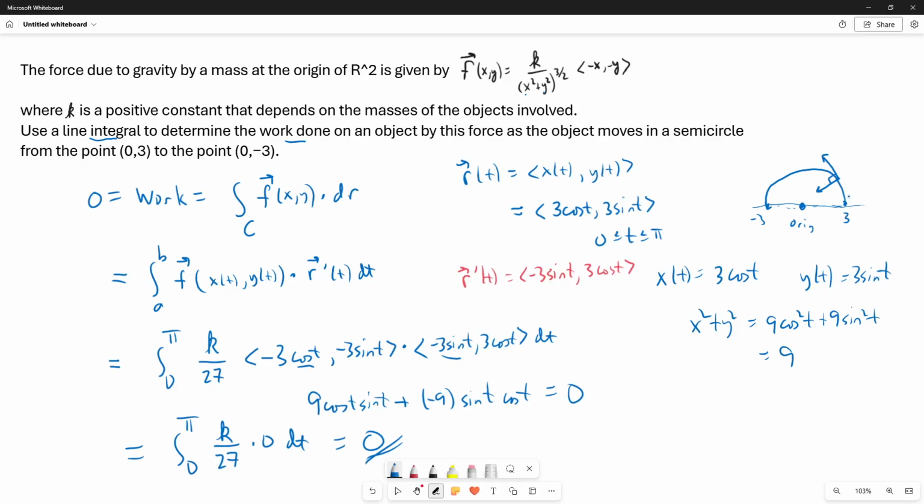So when an object is moving perpendicular to specifically a force of gravity, then no work is done by gravity. In order for gravity to do work, you have to be moving to some degree towards, you have to have some component of the motion either towards the other gravitational object or away from the gravitational object, the massive object.